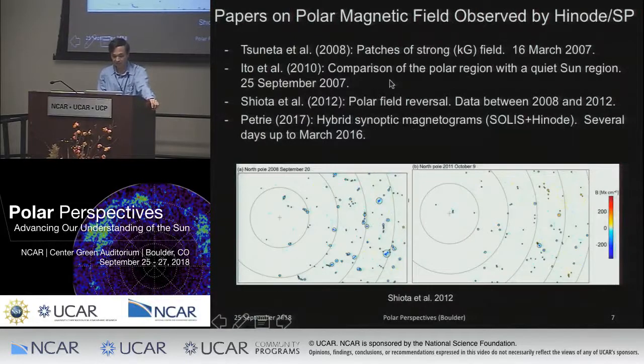And for the papers on the polar field observed by Hinode, the Tsuneta et al. paper first said that the patch is a strong field, but it's just a 1-day observation. And Ito et al., also just a 1-day observation, compared the polar region with a quiescent region. And Shiota et al. talked about the polar field reversal in solar cycle 24, I'm sorry. And Petri et al. tried to make hybrid synoptic maps using SOLIS and Hinode, and he already showed those maps between 2013 and 2016.